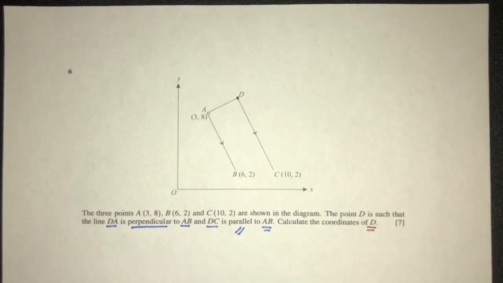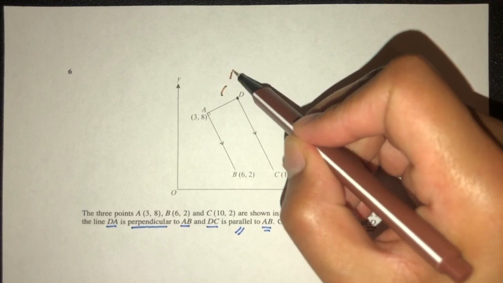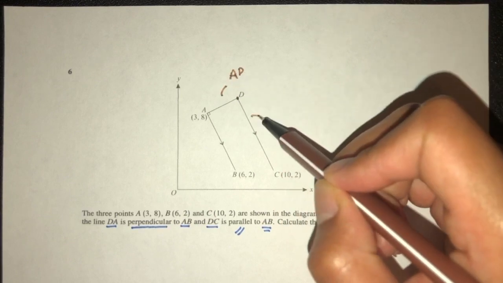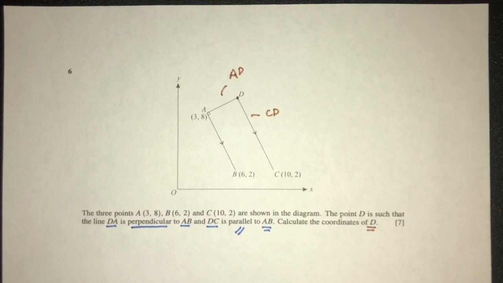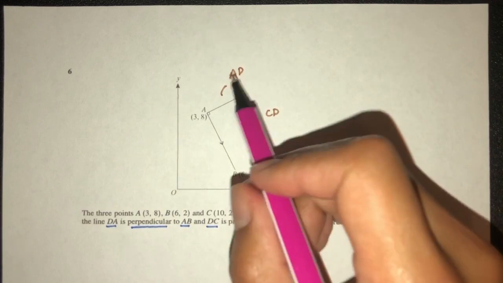Now we can clearly see that the point D is the point of intersection between the line AD and the line CD, or DC, same thing, right? It is the point of intersection. Now to find this, we obviously have to solve two equations simultaneously because it is a point of intersection. Now let's first find the equation of AD.